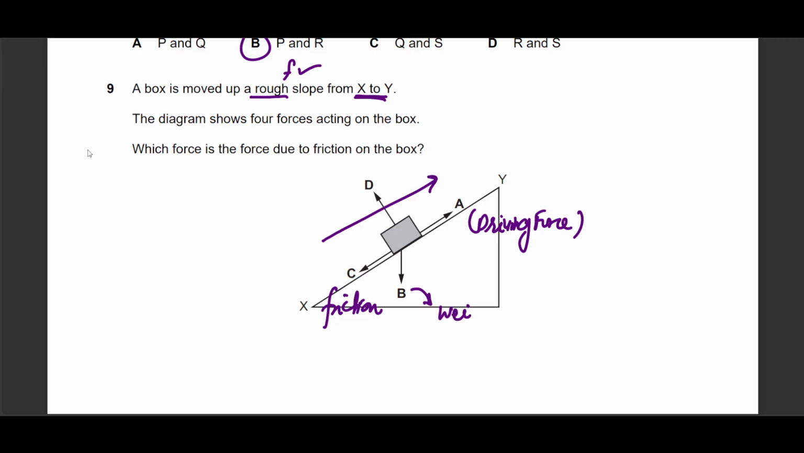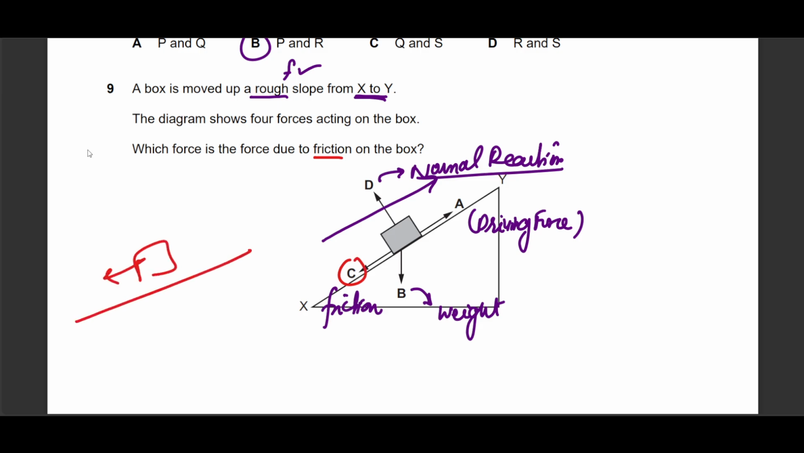B would become the weight, as we've done from our lessons, and D would become the normal reaction force from any surface perpendicular to it, if an object is placed on it. Now he says which force is due to the friction, which is very clearly option C. Now let's say if the box had been moving downwards on its own weight, then the friction would be opposite to this one, since friction always opposes motion, right?